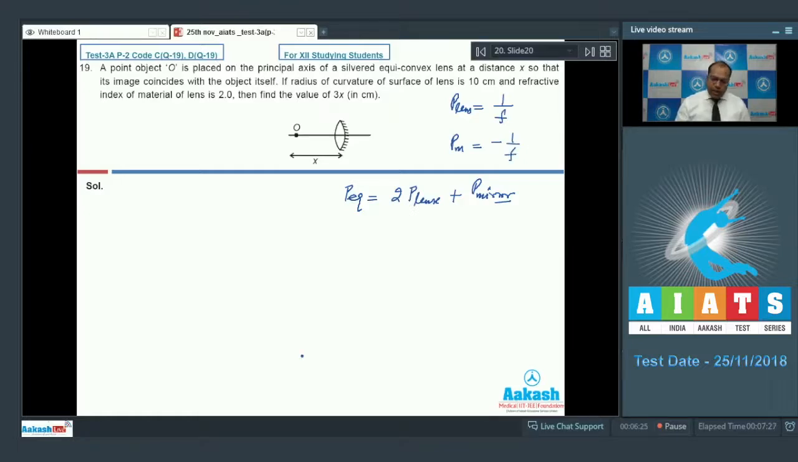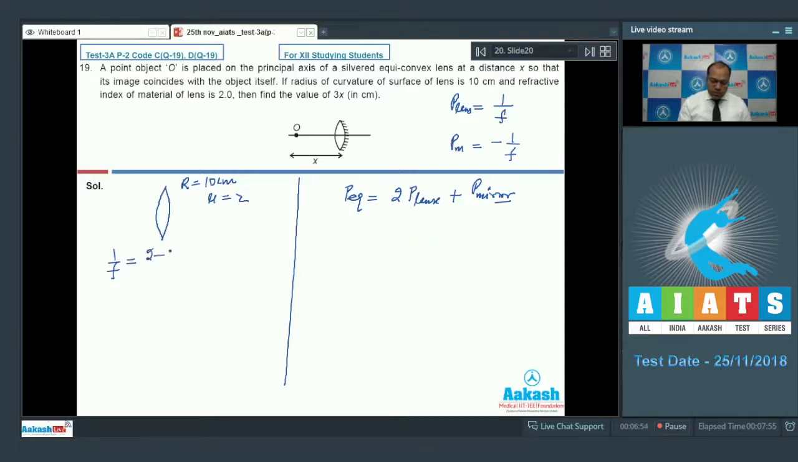So in order to calculate the power of the lens, suppose this is a lens and it is given in the question that its radius of curvature is 10 cm and its mu is 2. So if I calculate the focal length of the lens by applying the lens maker formula, then 1 upon f is equal to (mu2 minus mu1) upon mu1 into (1 upon r1 minus 1 upon r2).